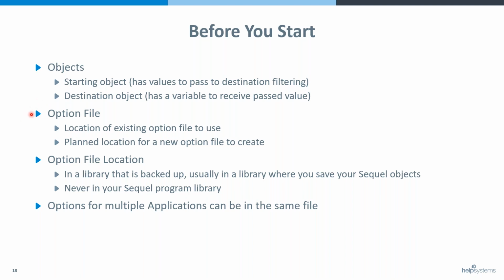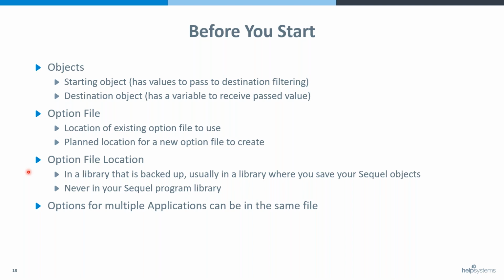Now, the option file doesn't have to be created before you start, but you need to know the location of an existing option file to use it if you want to add the command string to an existing option file. Or you might have to decide in advance where you're going to put this option file that holds the command string. So just where is it going to be? Where are you going to put it? But where you put it does have some special considerations.